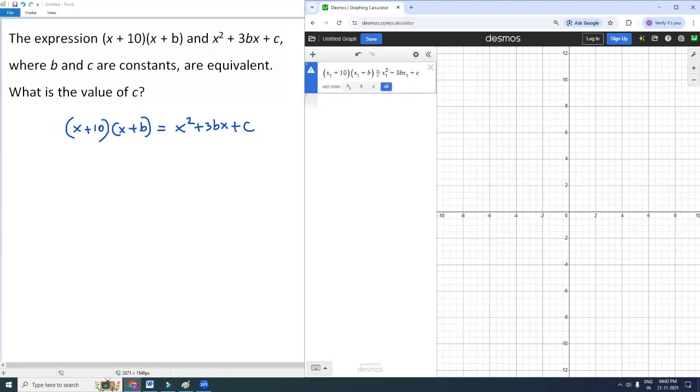Sorry, I have accidentally taken the equal sign. Instead of the equal sign, I said we have to take the tilde sign. Okay, here I have taken the tilde sign. And this equation contains two unknown constants, b and c.